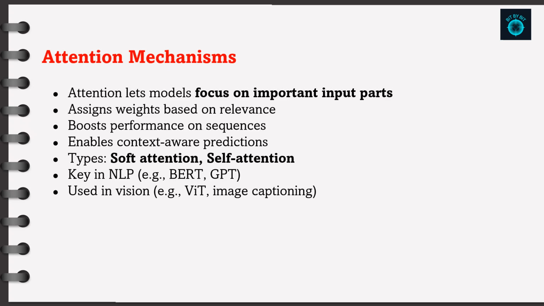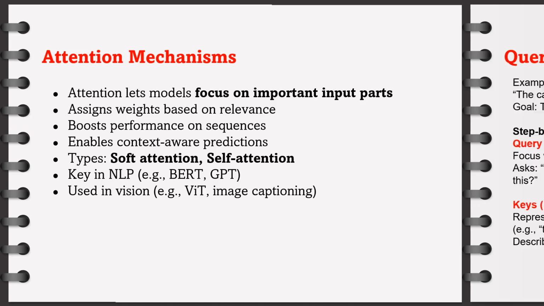In NLP, they are central to models like BERT, GPT, and the transformer. In vision, attention is used in vision transformers, object detection, and image classification tasks. Overall, attention significantly improves the model's ability to handle complex, structured data by enabling it to prioritize contextually important information, leading to more accurate and interpretable predictions.